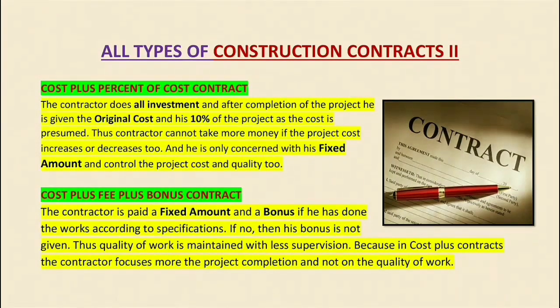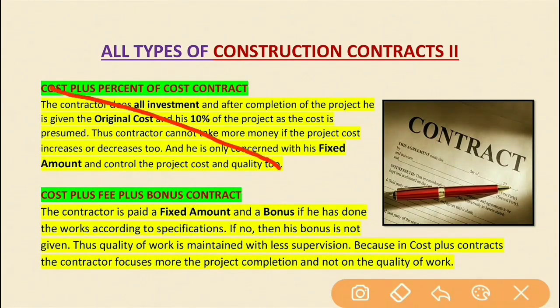The fifth type is the cost plus fee plus bonus contract. By the way, what is written above was written by mistake. You should not consider it, because we have already talked about it. That was the fourth type, so just leave it for now. The fifth type is cost plus fee plus bonus contract.